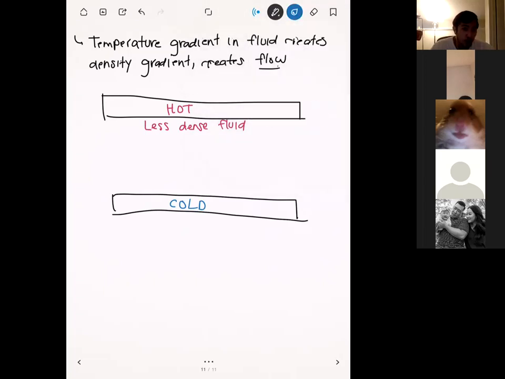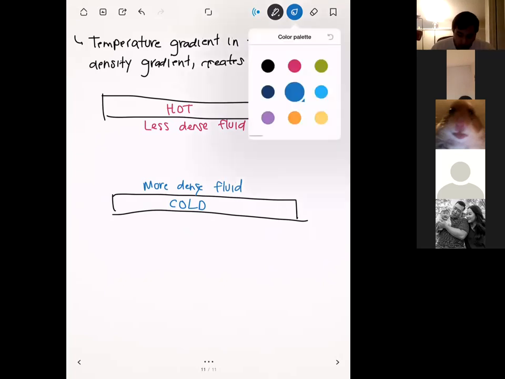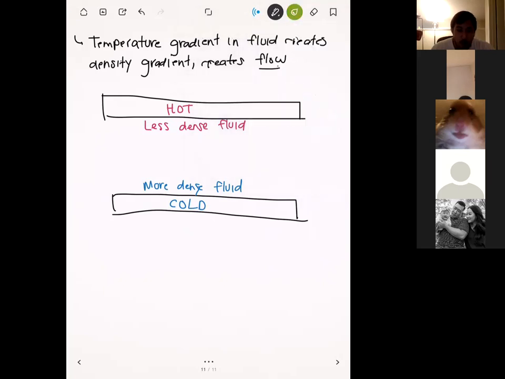And when you cool a fluid down, it becomes more dense. And so you have basically less dense fluid sitting on top of more dense fluid. It's kind of the opposite situation that we had from before. In this situation, since the lighter fluid is already on top, the lighter, or less dense, fluid always wants to rise, but it's already at the top. And so here we actually have no flow.